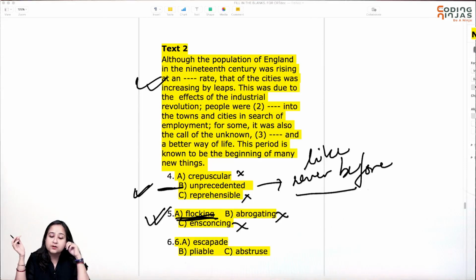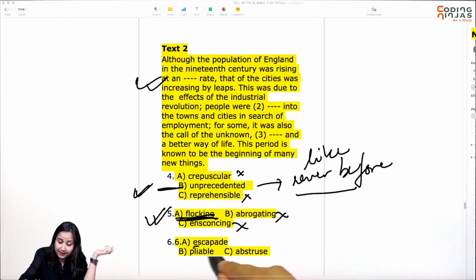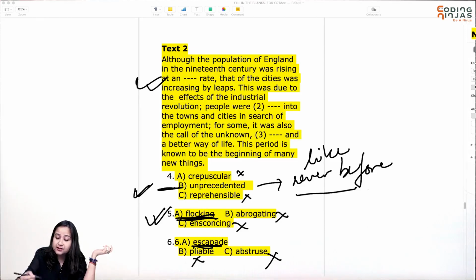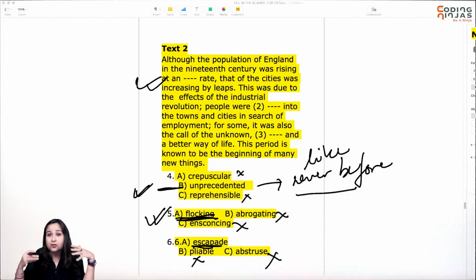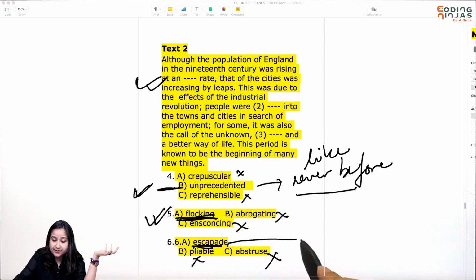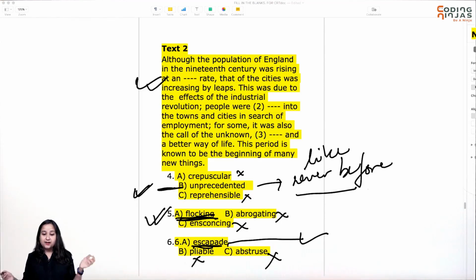For some it was also the call of the unknown, the adventurous, and a better way of life. This period is known to be the beginning of many things. So the adventurous way of life, adventurous, escapade. Pliable is one who can change, this is not correct. Abstruse is difficult to understand. So escapade, adventurous. Right?